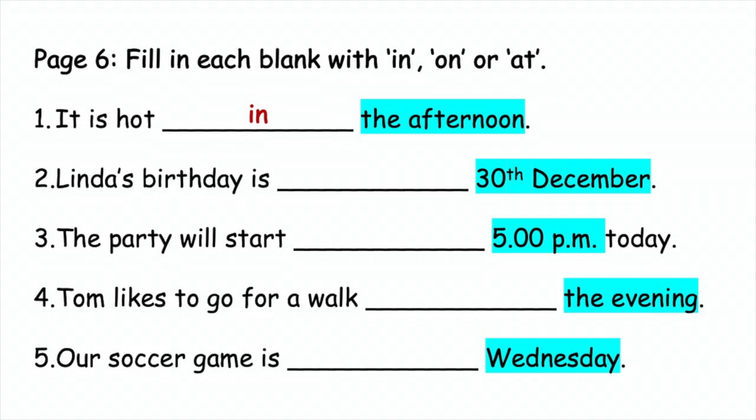You are right. Question 2. Linda's birthday is blank 30th December. We are talking about the date. So Linda's birthday is on 30th December. Question 3. The party will start blank 5 p.m. today. We are talking about the time on the clock. So we use at. The party will start at 5 p.m. today.